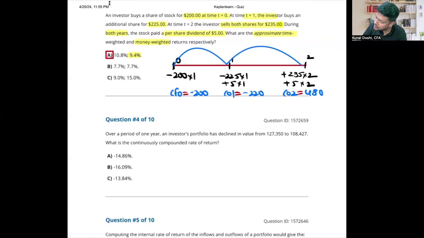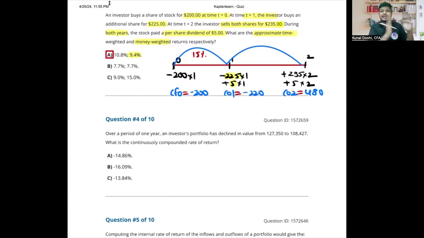What is the ending value? 225 and income of 5. Correct? Now don't look at the sign. Think of it like a holding period, not like a cash flow. So in your calculator, 225 plus 5, ending plus income, that is 230, divide by 200 minus 1. This will give you how much? 15%. Yes, don't fall into the trap of signs. Signs we did for cash flow. Clear? Understood?